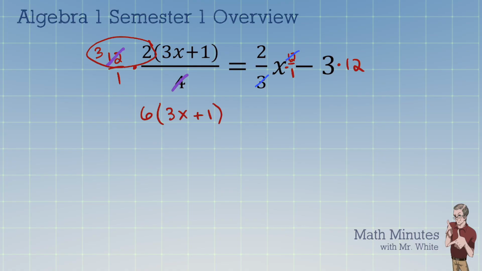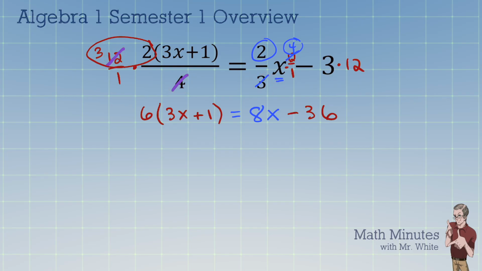3 goes into 12 4 times, and then 4 times 2 is 8. So we have 8, and we also have an x still. And then on the very far right here, we have minus 36. Well, look at that. I got rid of all the fractions in the problem by multiplying by the least common multiple between 4 and 3 and 1.